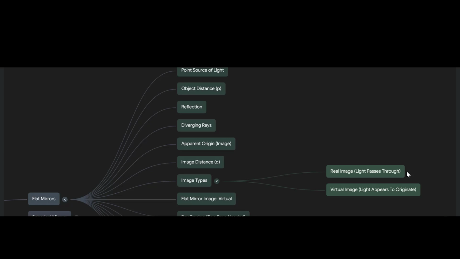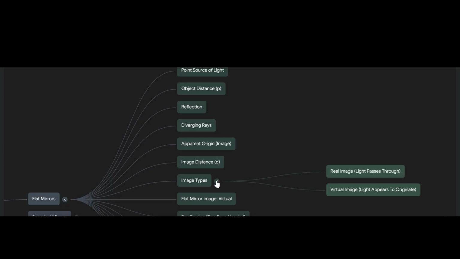But a virtual image, like your reflection in a flat mirror, is different. The light rays appear to diverge from a point behind the mirror, but they don't actually meet there. So the light isn't really back there. Exactly. Your brain extrapolates the rays backward. That's why you can't project your reflection onto a screen. It's virtual. Okay, virtual image. Got it. What about the size?